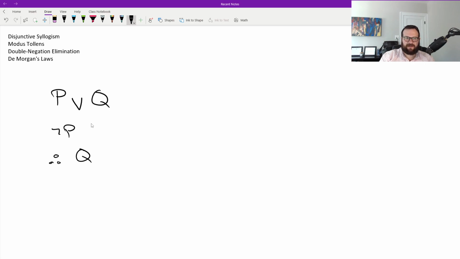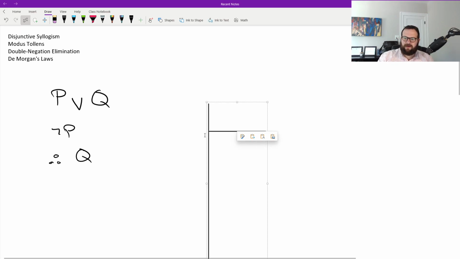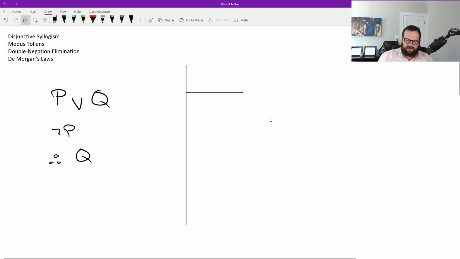That's disjunctive syllogism. Why does it work? Because for a disjunction to be true, at least one side has to be true. Thus, if I'm asserting my premise is true, and I also know that one side of that disjunction is false, well, the only way for both of those claims to work together is if the other side is true, right? So it's just a matter of necessity. Okay, so worked in a proof, it will look something like this.